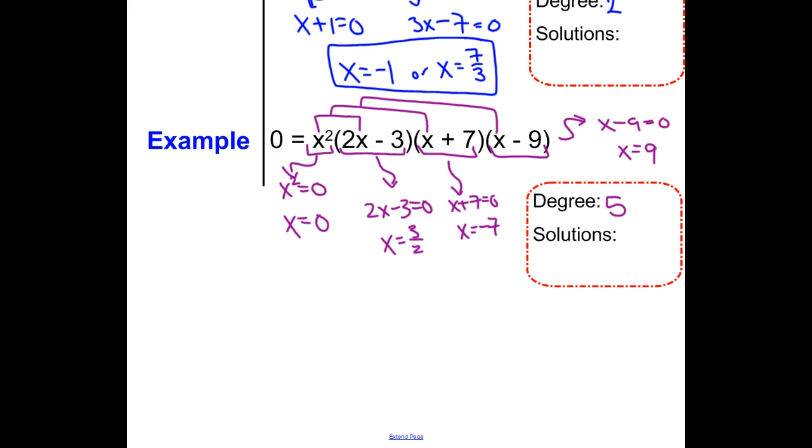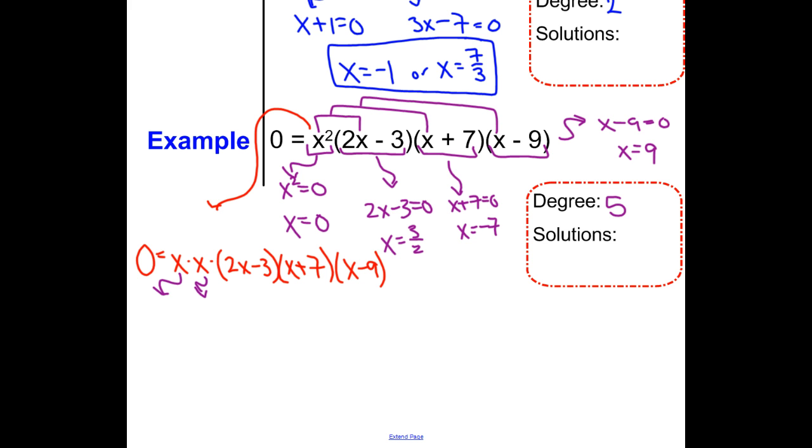Well, the reason there's only 4 solutions is because I can rewrite this equation. I can rewrite it as 0 equals x times x times (2x minus 3) times (x plus 7) times (x minus 9). Now that's the same equation, isn't it? Because x times x equals x squared. And then if I do the solving again, I'd break down each of these two here, x equals 0 and x equals 0. It's the same solution, so we don't need to worry about writing it twice.